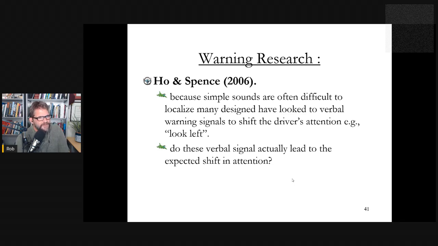A person that's done some interesting work, and I've also worked with him, we've done some work on warnings, is Charles Spence. This is work he did with his graduate student, Cristy Ho. What they did was look at trying to localize warnings using different kinds of modalities. They tried to create warnings where they actually had speech saying look left or look right. So instead of relying on you detecting that the sound came from the left, which we saw is not always what we're best at, maybe I can get you to shift by using a cue.